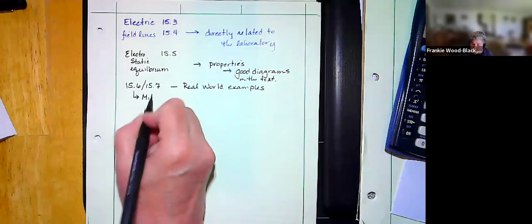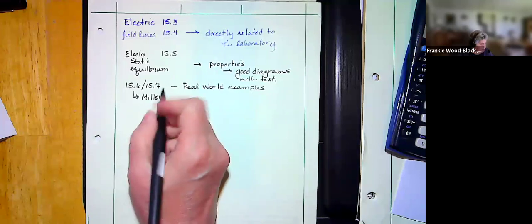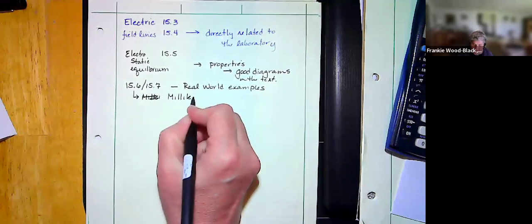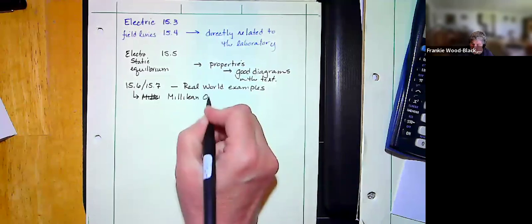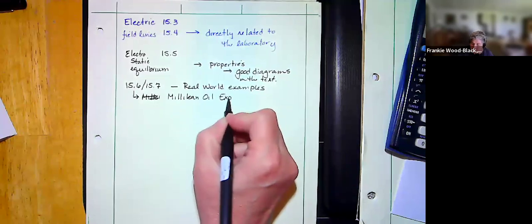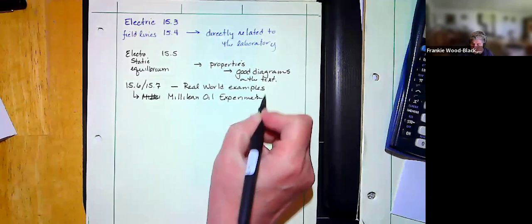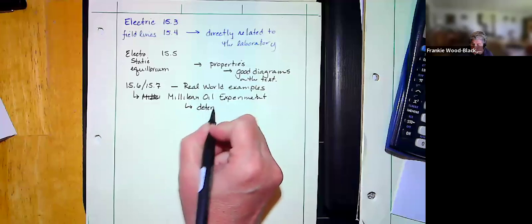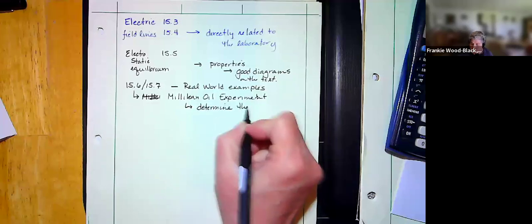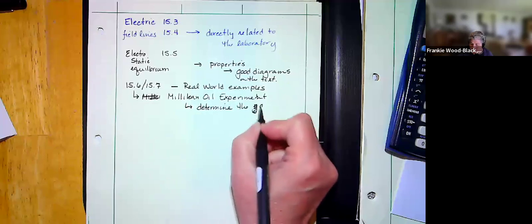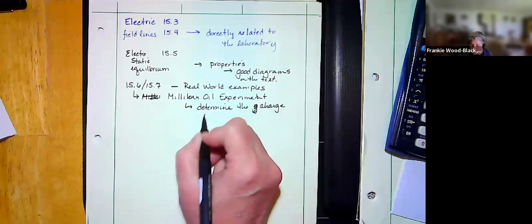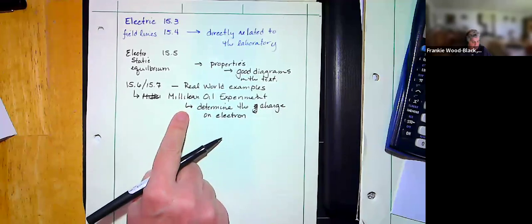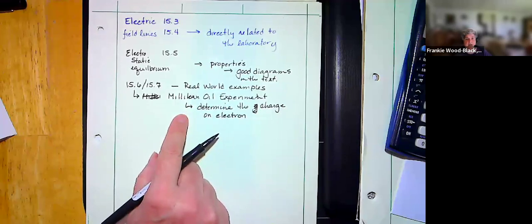15.6 covers the Millikan oil drop experiment. Let's see if I can spell it right. And the key thing for this is where we determine the charge on an electron. That's the critical experiment for determining the charge on an electron.